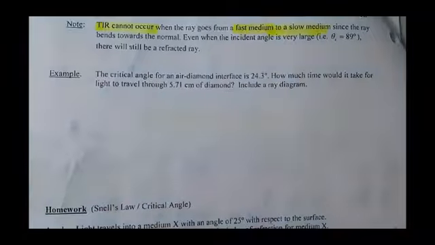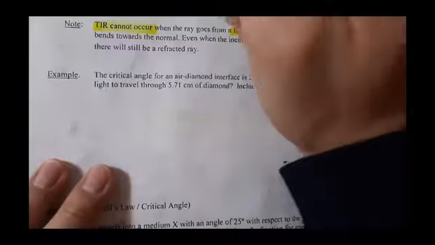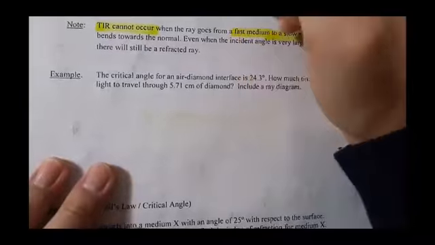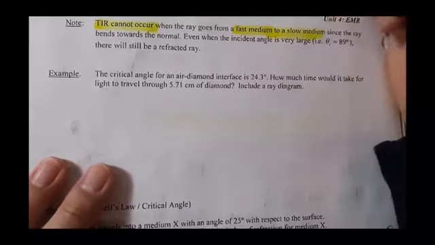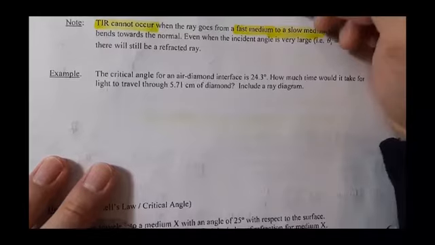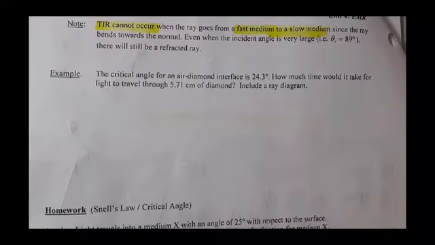It's because you need to remember, if I want to go with the bigger angle, that means I need to go to the less dense medium. So I need to go from slower speed to faster speed, not the other way around. Faster medium to slower medium, we're not going to make that happen. The ray will bend towards the normal, and even when the incident angle is very large, like 89, close to 90, there will still be some kind of refracted ray in reality.